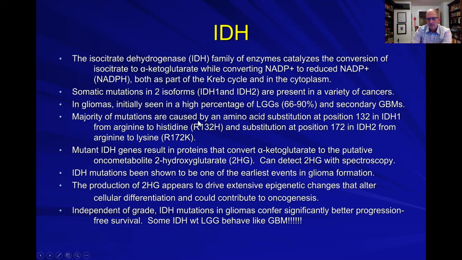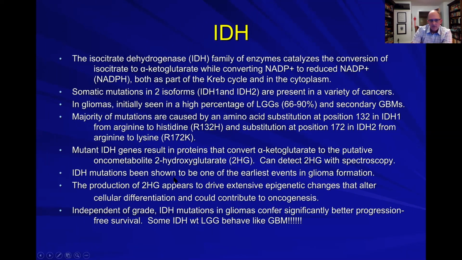So the majority of the mutations are caused by amino acid substitution at a specific position. So you'll often see this nomenclature when talking about IDH mutations. And then another one is at this amino acid position. So these mutated IDH genes, they result in proteins that convert alpha-ketoglutarate to the putative oncometabolite 2-hydroxyglutarate. And it's interesting because you can actually detect that on spectroscopy. So there's potential there. Of course, there's already a literature on it, but there is potential there to use imaging to start to define gliomas by their molecular biology.